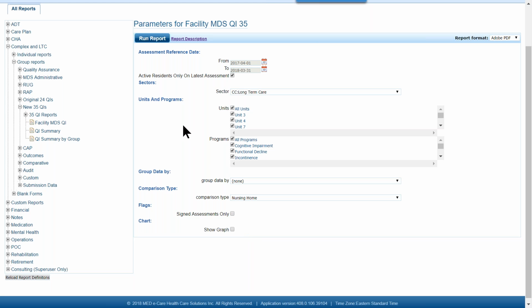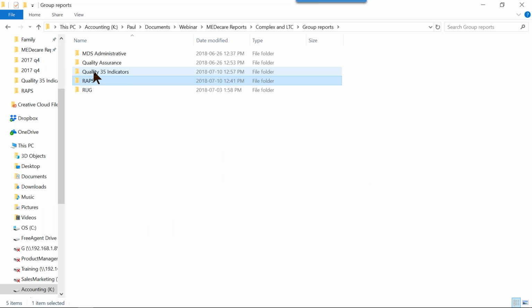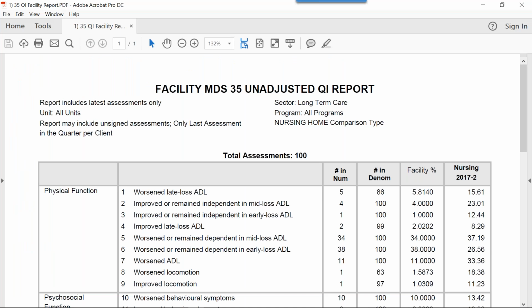Okay. So let's then just take this report and have a look at it. Just a very simple set of parameters. I'm going to go under the reports that I've already run for the 35 QIs. And this is the first report called the facility report. And here we are.